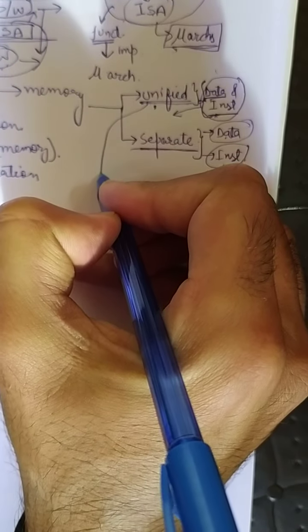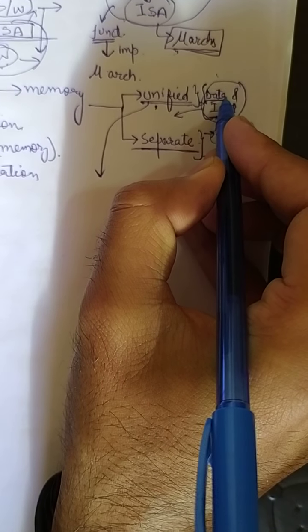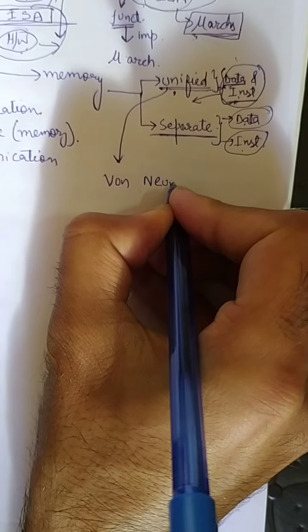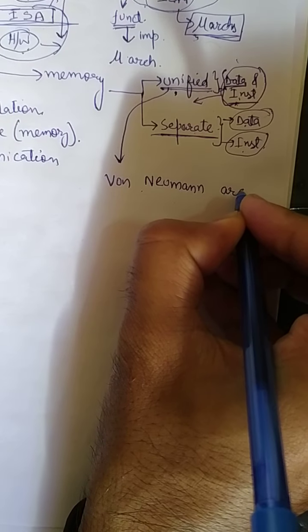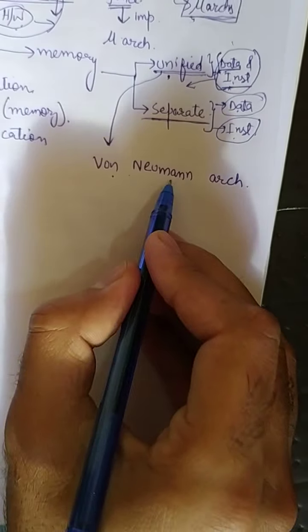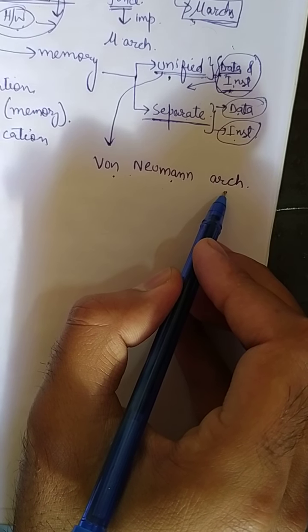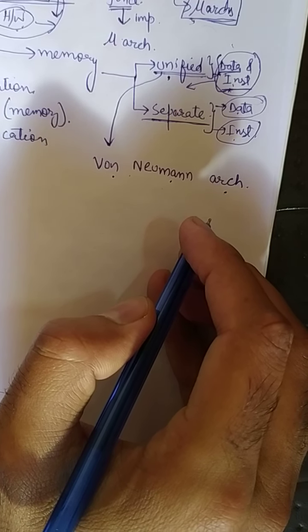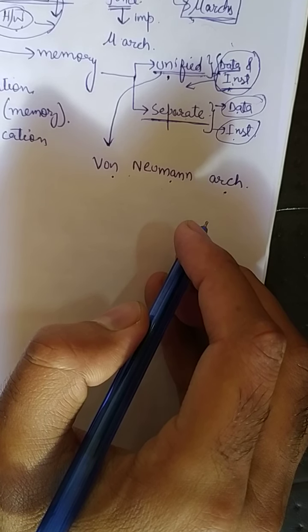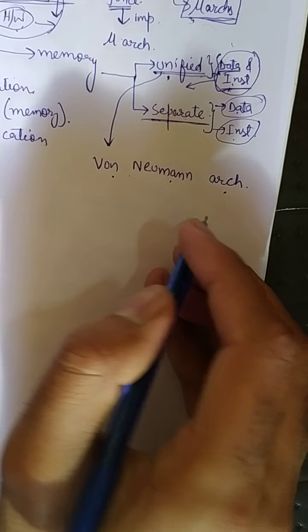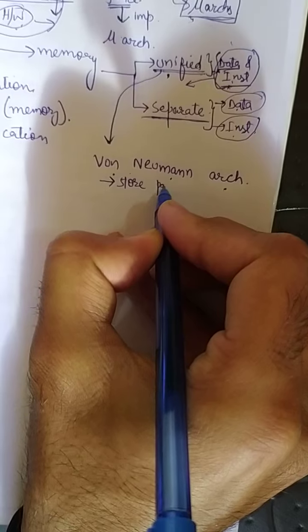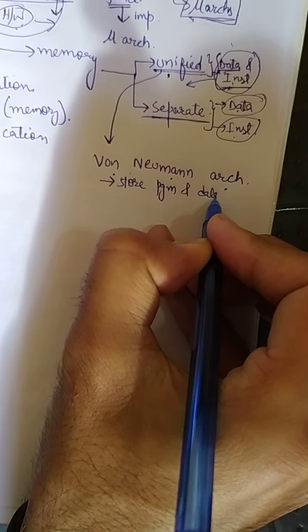This model, where we are storing both the instructions and data in a unified memory, is called the von Neumann model or von Neumann architecture. So von Neumann architecture is an architecture where we have a unified memory for instruction and data. For running any program, we have to first store that program and the associated data in the memory. So the first thing that we have to do is to store the program and data in memory.